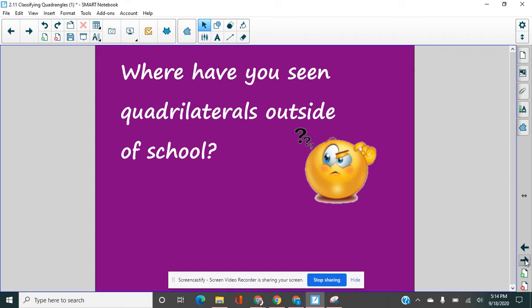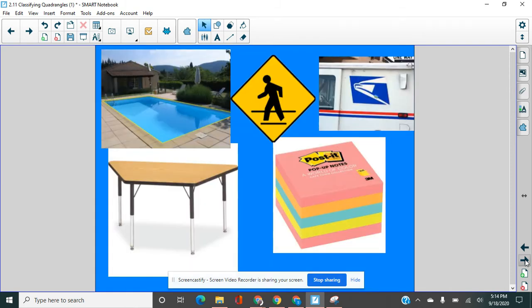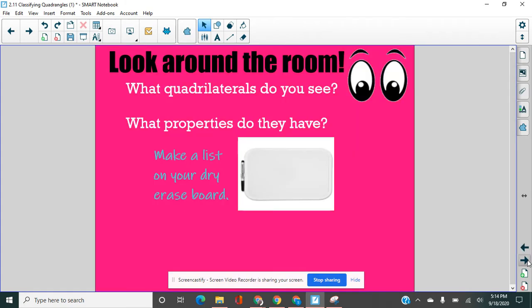So let's think about, just look around where you are right now. Where do you see some quadrilaterals? What four-sided shapes do you see? Tons of them, right? There's a pool. There's one of these little table guys here, kind of a trapezoid, post-it note, street sign, mailbox, or the little mail symbol there, right? And you probably might have said windows or cabinets, things like that. Quadrilaterals surround us everywhere.